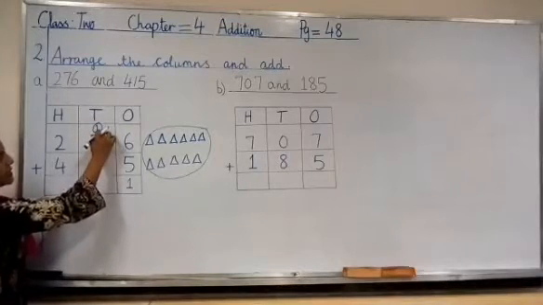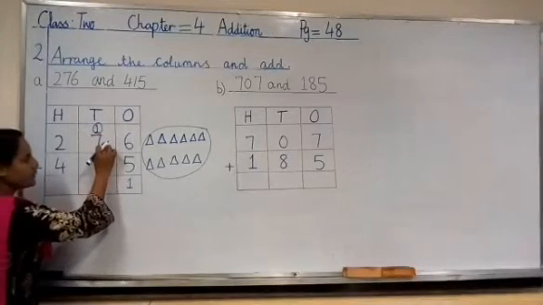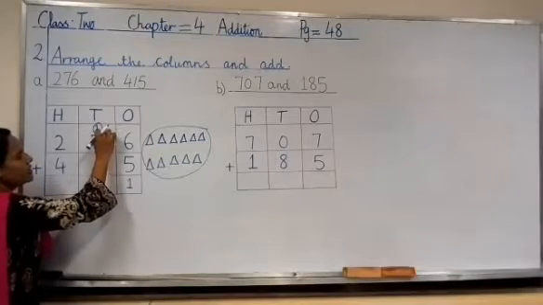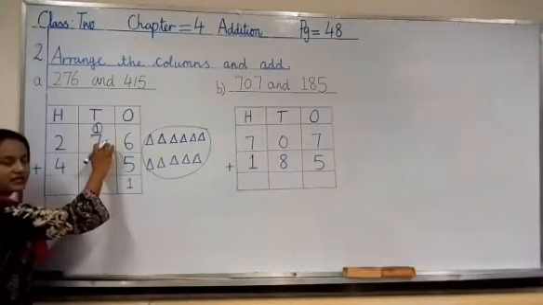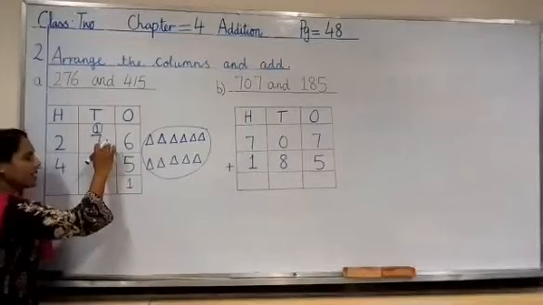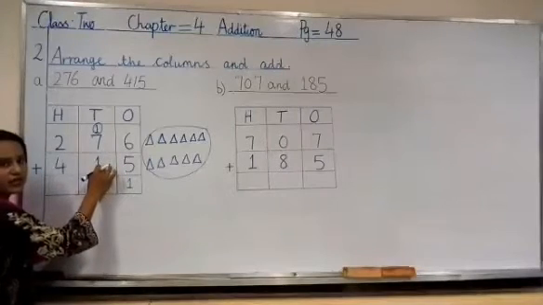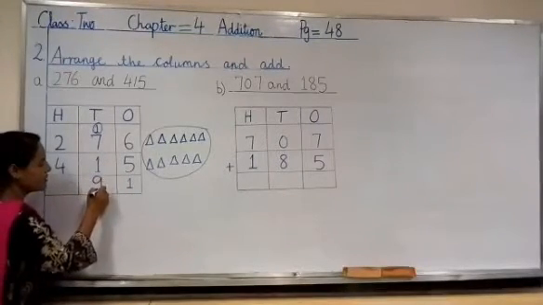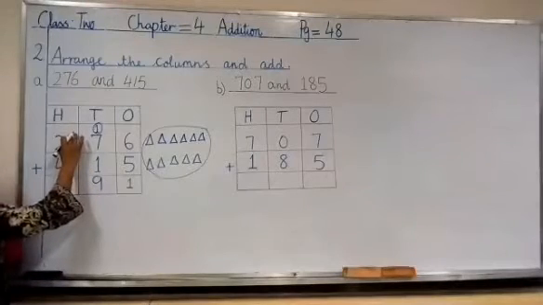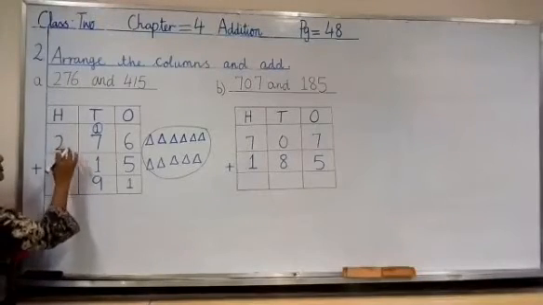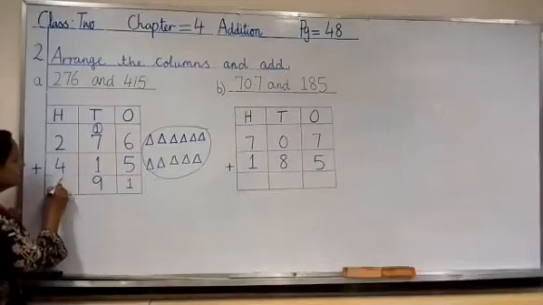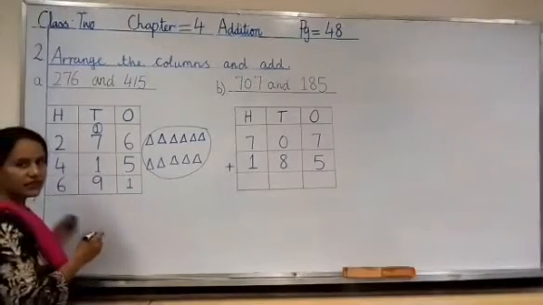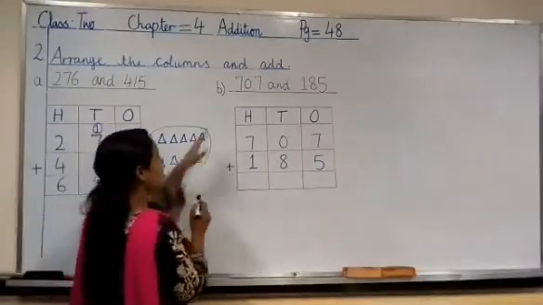Now we will add tens. 1 plus 7, answer is 8 and then 8 plus 1, answer will be 9. So we will write number 9 here. Now we will add hundreds. 2 plus 4 is equal to number 6. Well done, class. Now we will do part B.